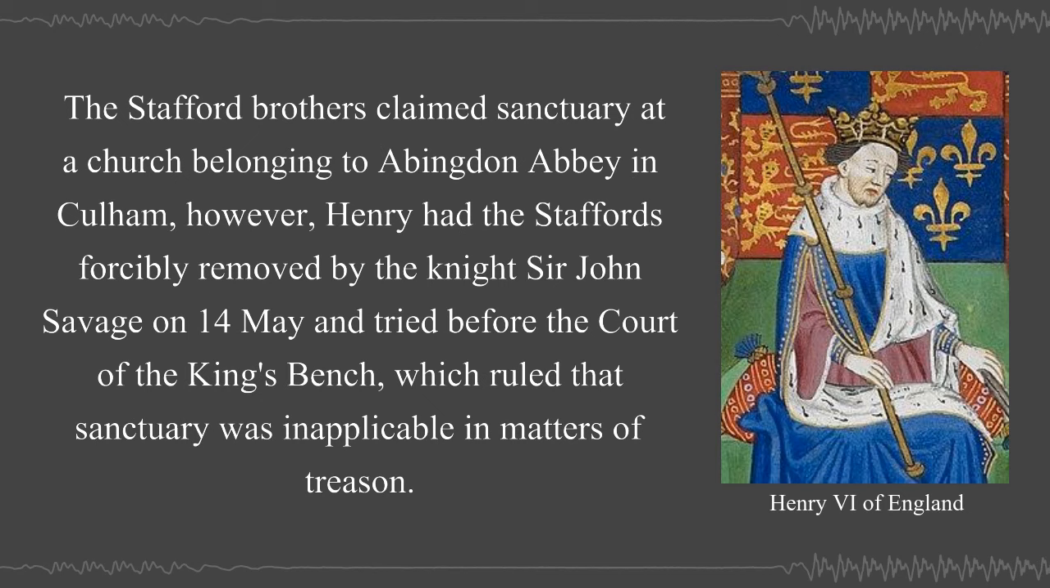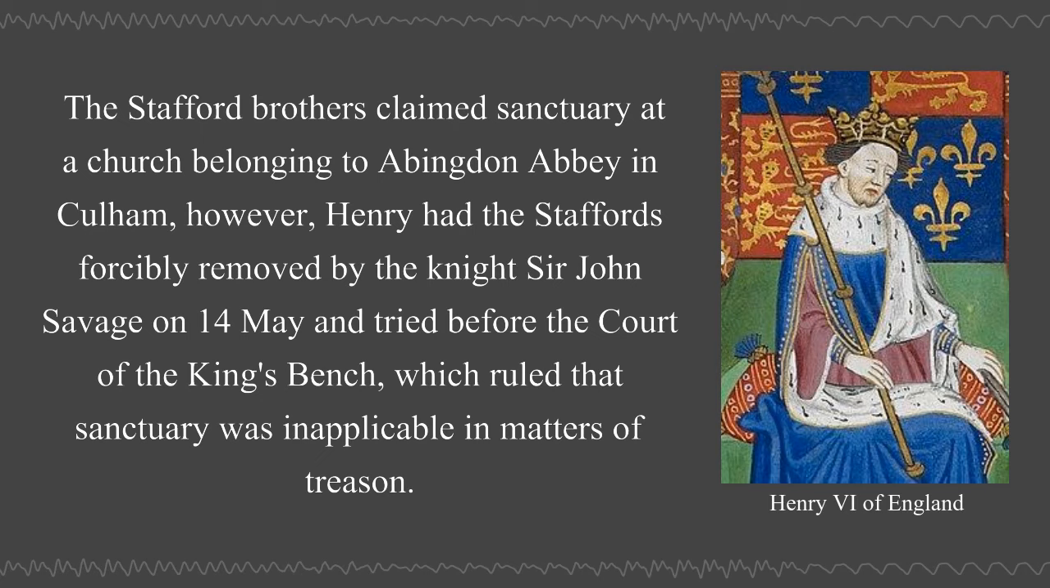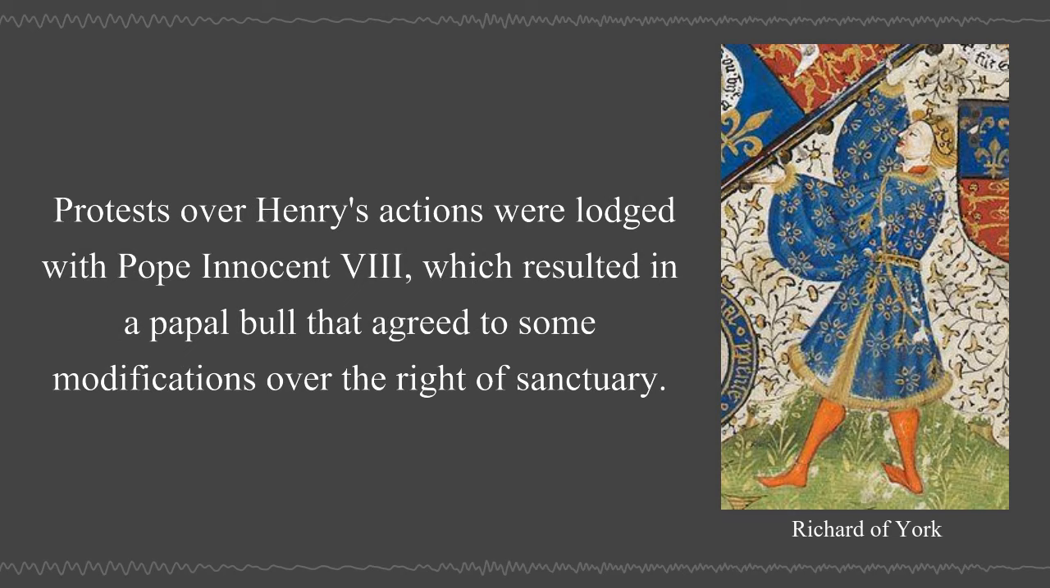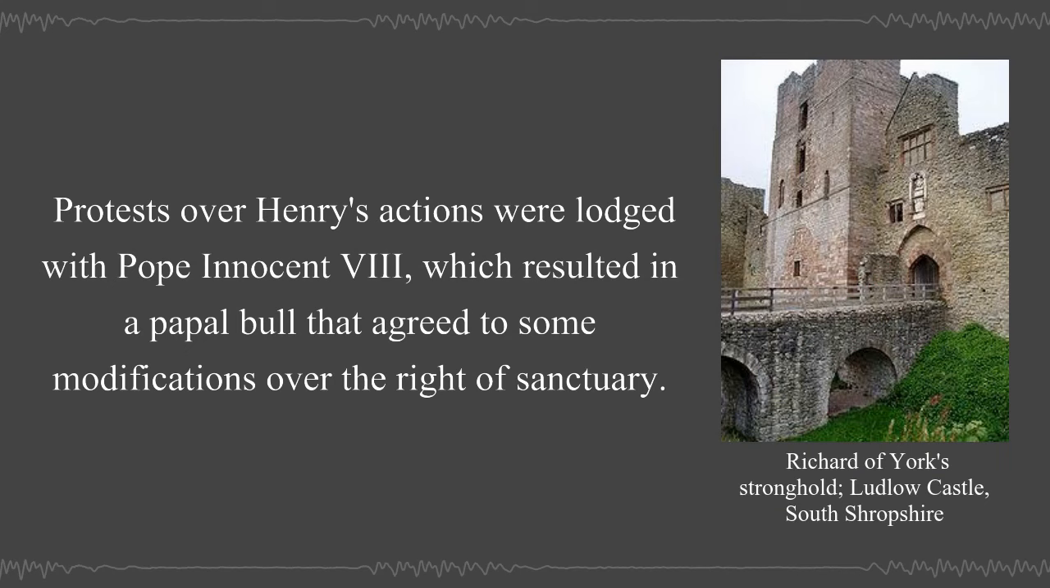Henry had the Staffords forcibly removed by the knight Sir John Savage on 14 May and tried before the court of the King's Bench, which ruled that sanctuary was inapplicable in matters of treason. Protests over Henry's actions were lodged with Pope Innocent VIII, which resulted in a papal bull that agreed to some modifications over the right of sanctuary. Henry also dealt with other potential threats to his reign.